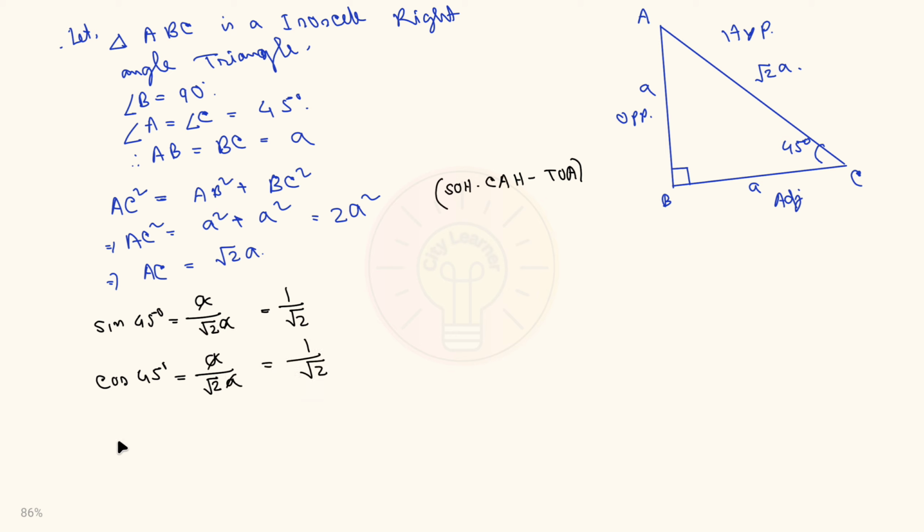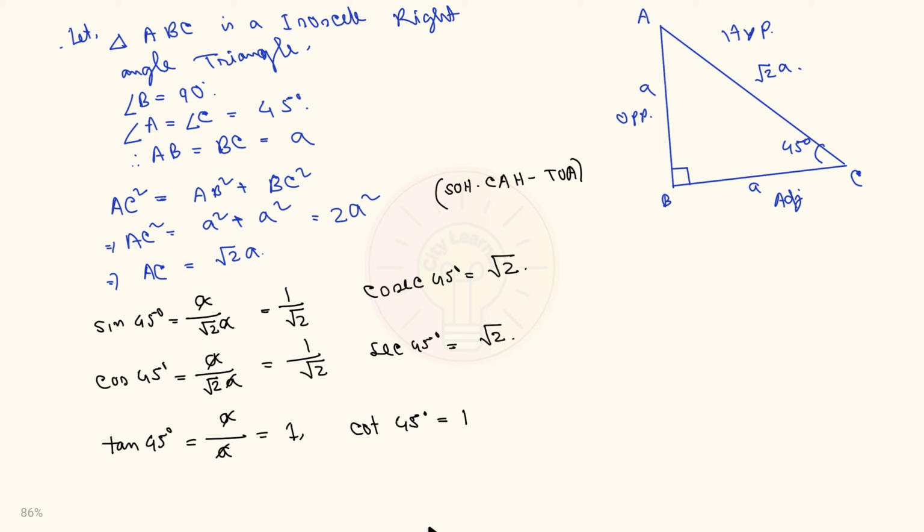So tan 45 degrees is equal to opposite side by adjacent side. Opposite side is A, adjacent side is A, and it will become 1. Therefore cot 45 degrees is the reciprocal of tan 45 degrees, so it will become 1. And sec 45 degrees is the reciprocal of cos 45 degrees and it will become root 2. And cosec 45 degrees is the reciprocal of sine 45 degrees, it will become root 2.